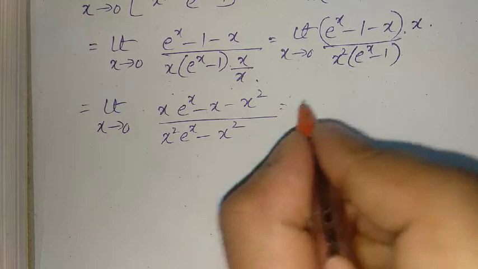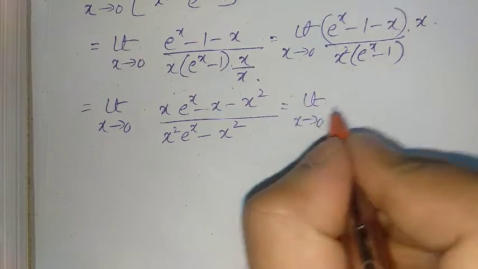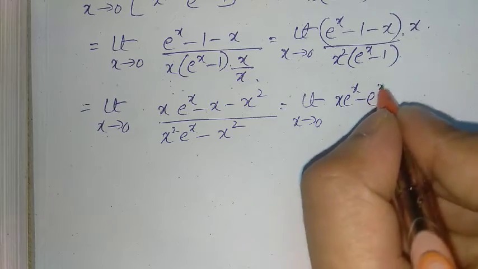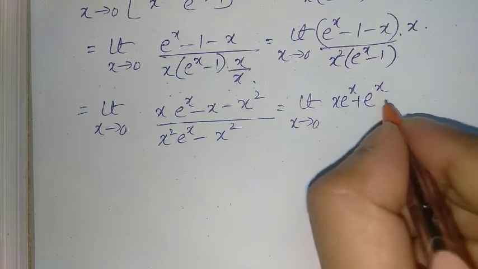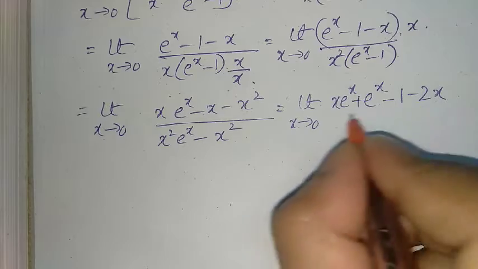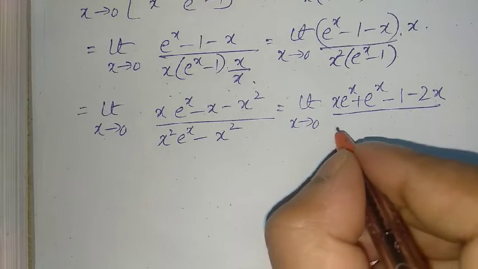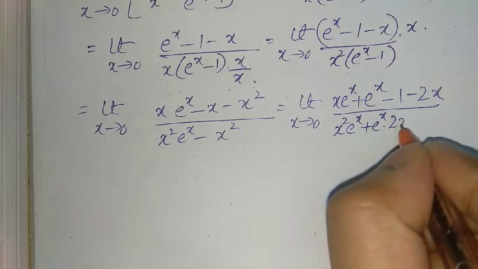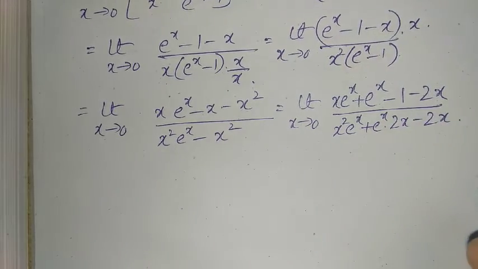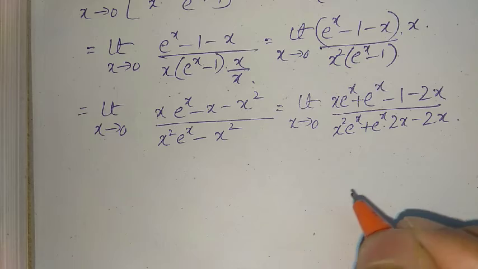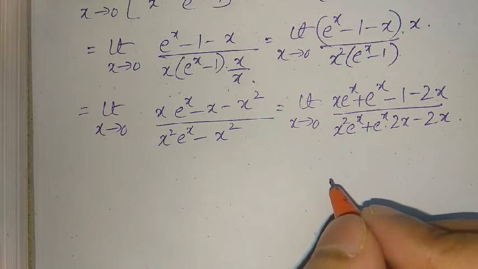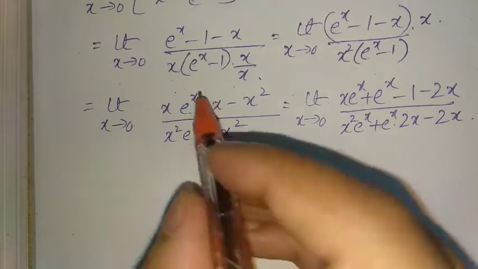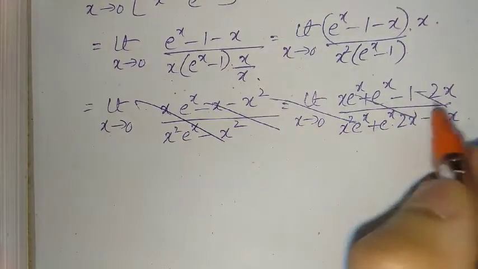So after this what we will get is x into e to the power x minus e to the power x plus e to the power x minus 1 minus 2x divided by x square into e to the power x plus e to the power x into 2x minus 2x. Okay, so if we solve this, okay, I'm really sorry guys, I made a mistake here.